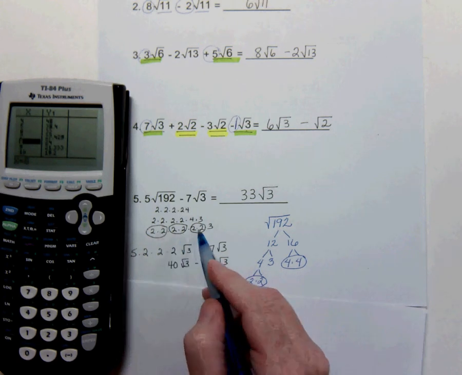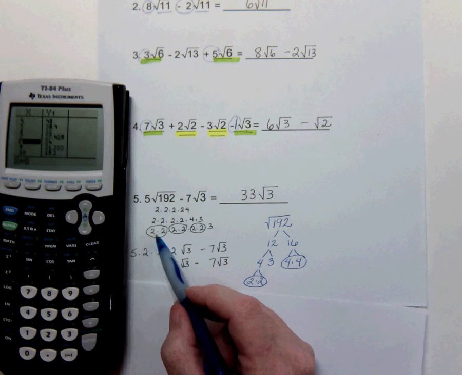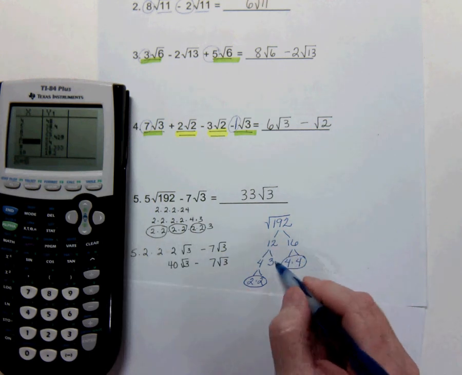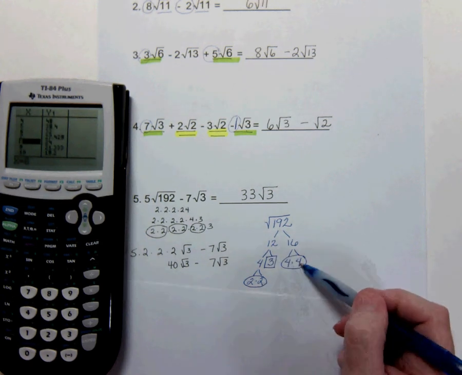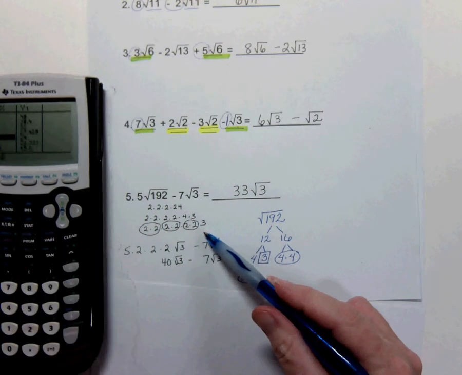2, 4, 8, 8. I'm sorry, I'm looking for pairs here. Well, let's just keep it with this one. Okay, so if I look at this, I have a pair of 2s and a pair of 4s. It's done a little bit differently than this one, but we're going to end up with the same answer.